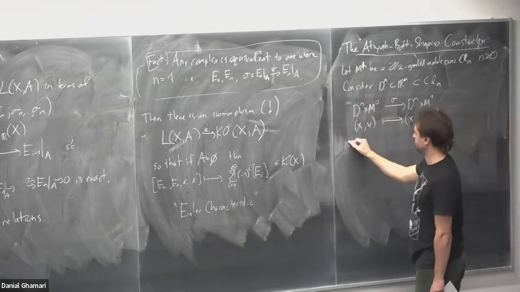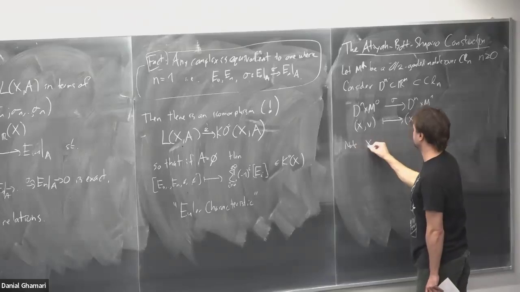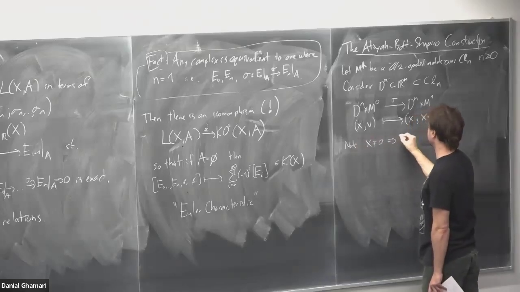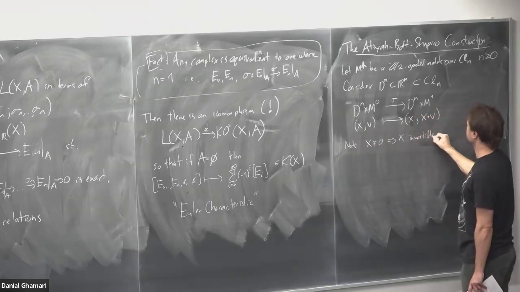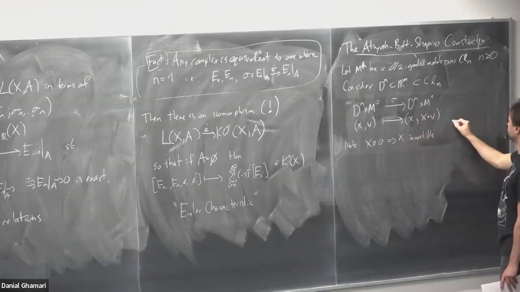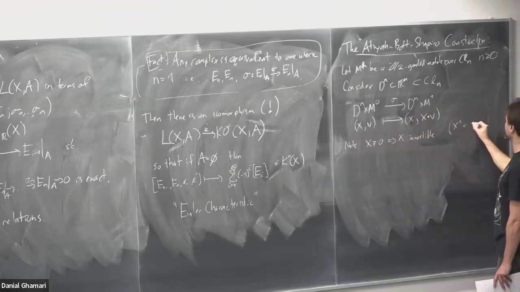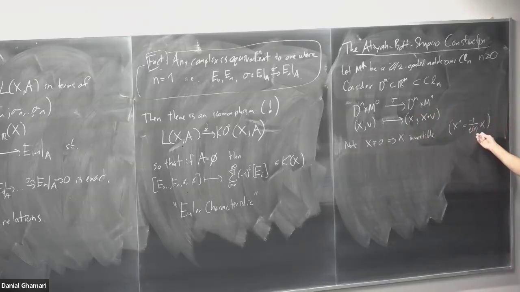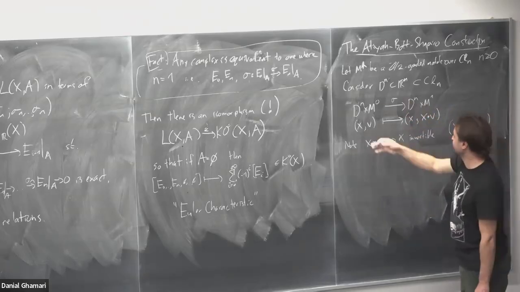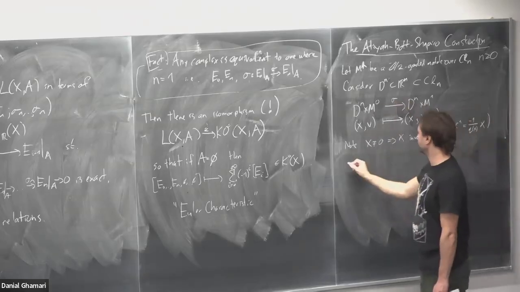Note that x not equal to 0 implies that x is invertible, precisely because we have a positive definite quadratic form. So the inverse is always equal to minus x over the quadratic form of x. Since the quadratic form is non-zero for every non-zero x, away from 0 our sigma is invertible.